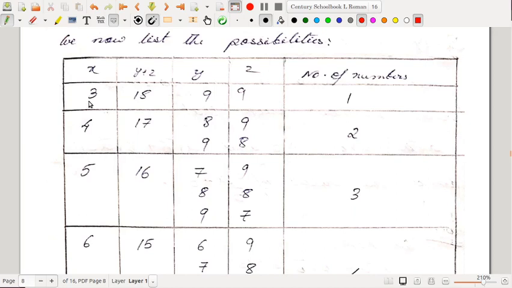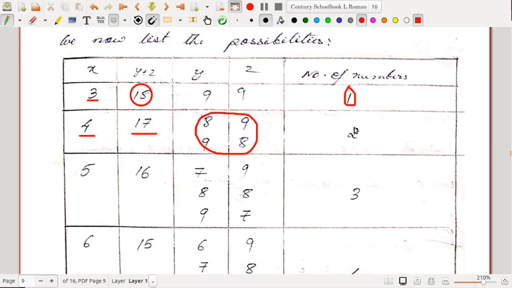The first value of x that we start with is 3, and if x is 3, the value of y plus z is 18. So what are the possible values of y and z? Because y and z are digits, the only possible value is y is 9 and z is 9. Otherwise the sum of the digits will not be 18. So we have one number from here, which is 399. Then if x is 4, then y plus z is 17. In that case there are two possibilities, 8 9 and 9 8.